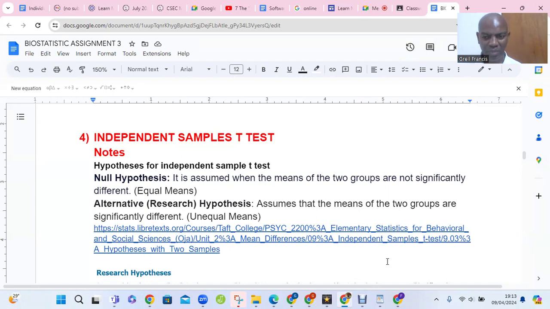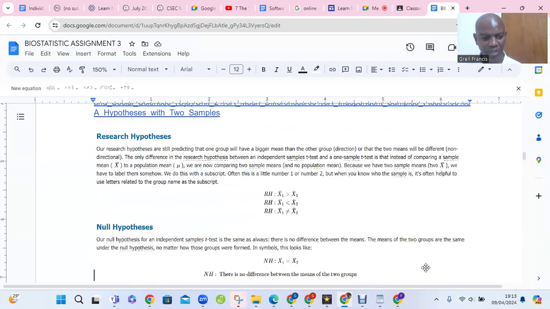Here you have a website, a link that you can use to get some more additional information. So here you have the research hypothesis in symbolic form and the null hypothesis in symbolic form. The research hypothesis will either be saying one mean is greater than the other, one mean is less than the other, or one mean is not equal to the other. Whereas the null hypothesis will always be saying that the means are equal, that there is no difference between the means of the two groups.